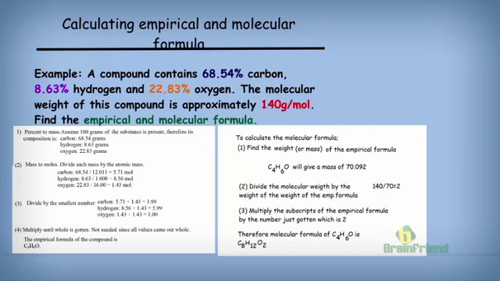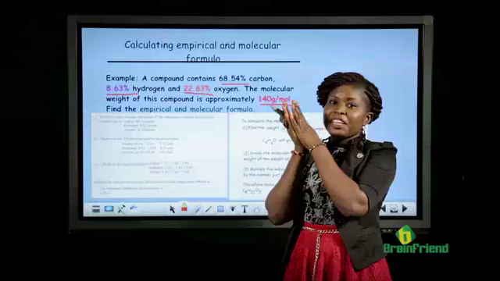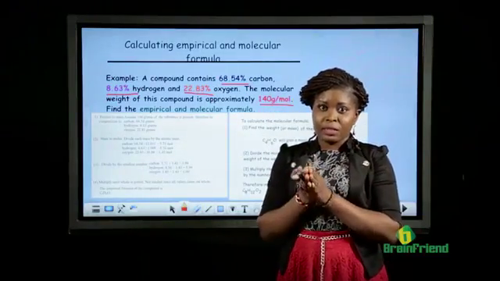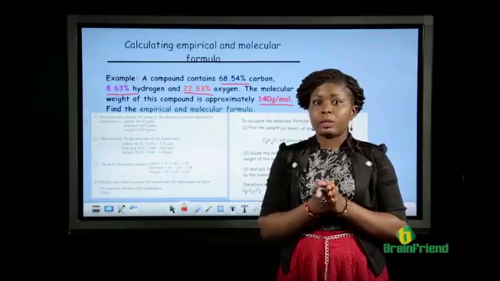Example: a compound contains 68.54% carbon, 8.63% hydrogen, and 22.83% oxygen, and the molecular weight of this compound is 140 grams per mole. Find the empirical and molecular formula. So we are going to find the empirical formula first, and then we use it to determine the molecular formula of the compound.